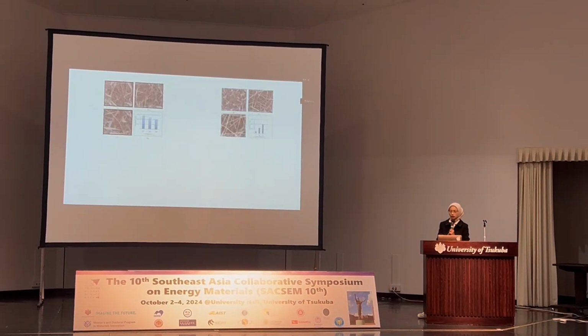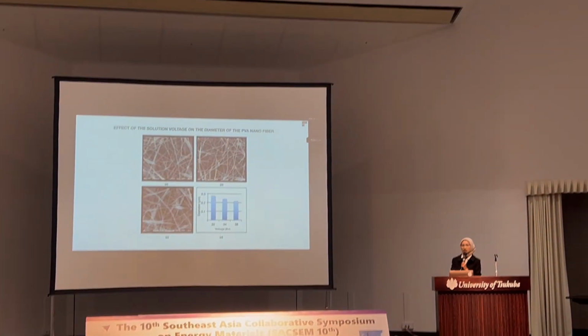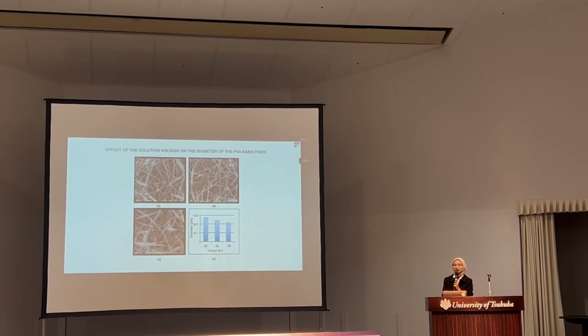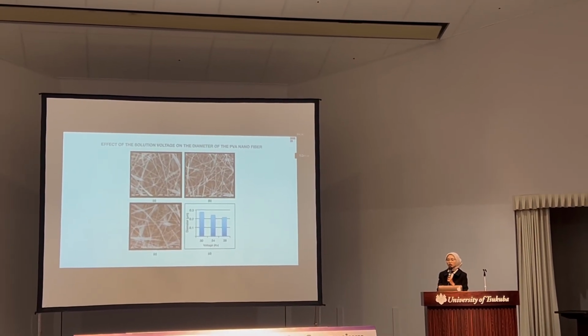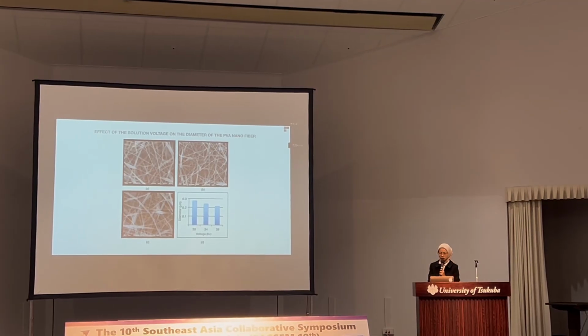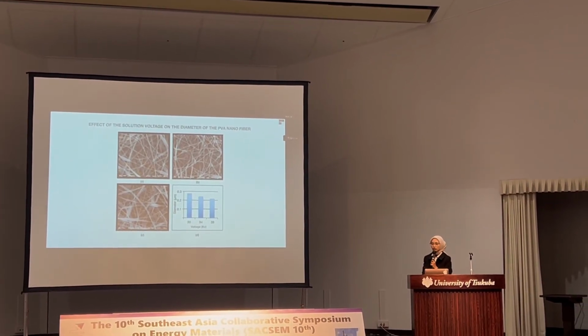Two, the reason why when the voltage is increased, the diameter decreases, is that when the voltage is higher, the solution droplet volume at the end of the tip is smaller. The smaller the droplet, the thinner the diameter of the nanofiber.